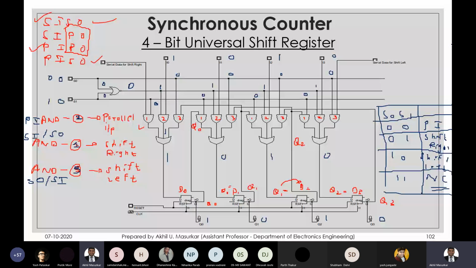We have seen minimization of logic functions. Now we are going to do minimization of states. Some states might be completely redundant, so we may have to reduce them. So in the next week we will do that. So that's it.